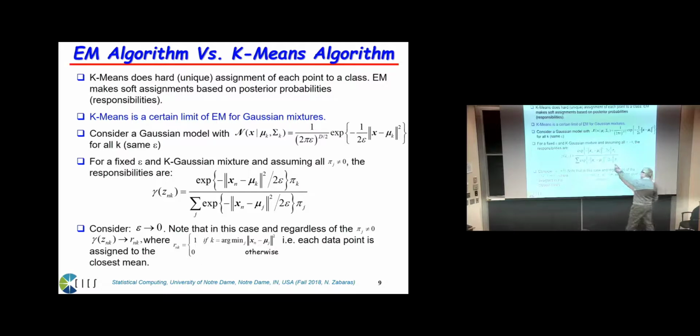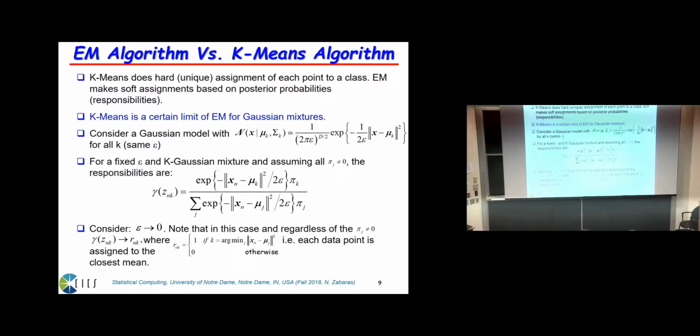So if this k happens to be the argument that minimizes the distance from xn, it's the center basically that minimizes it, all right? The term here and there will cancel. The other terms in the denominator will be much smaller, so you don't need them. And what you actually get is the strong assignments that you do in the K-means algorithm. So the point here is that the EM algorithm is way more general, and it gives you the K-means algorithm.